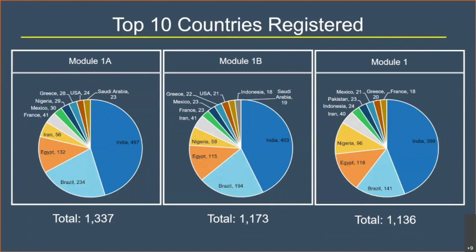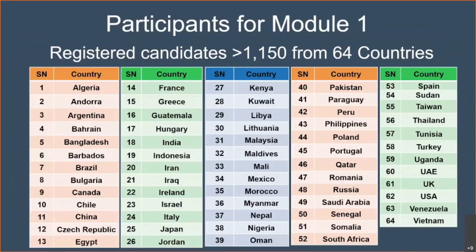The top 10 countries who have registered, you can see in each of the modules. The top country remains India, then Brazil, then Egypt, Nigeria in the latest version, which is module 1, on the very right. Then we have a host of other countries such as Iran, Indonesia, Pakistan, Mexico, and so forth. For a complete list of participants in today's program, you can see these are the candidates who have registered from 64 countries.